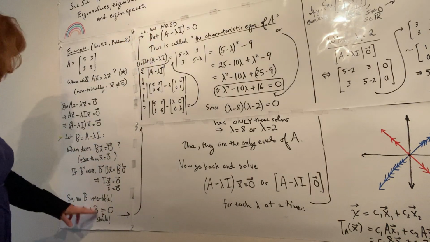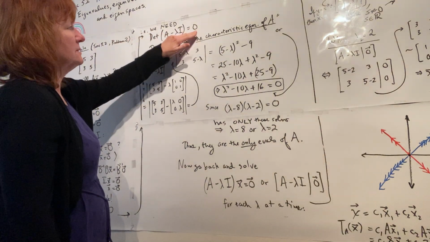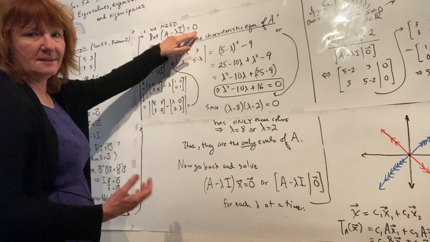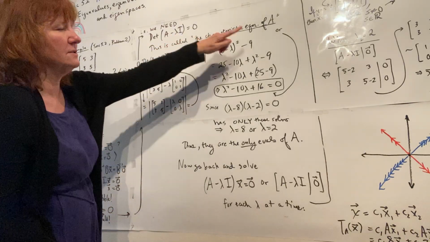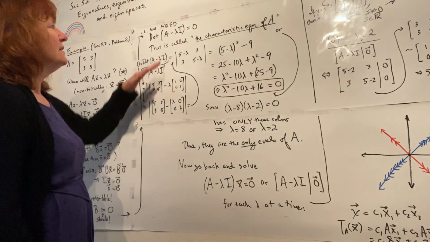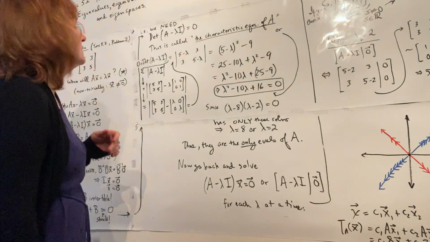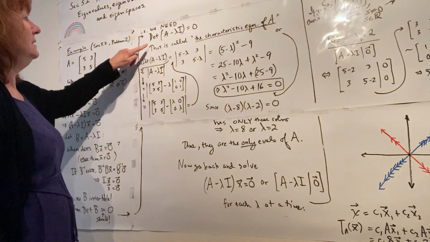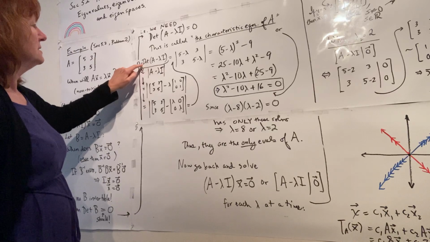So replacing B with A minus lambda I, we need the determinant of A minus lambda I to equal 0. This is the defining equation that helps you find lambda, so it's called the characteristic equation of A. The roots of that equation are your eigenvalues. So we need the determinant of A minus lambda I to be equal to 0.